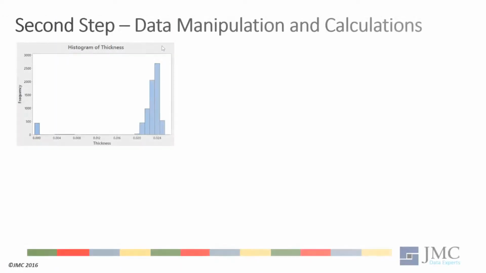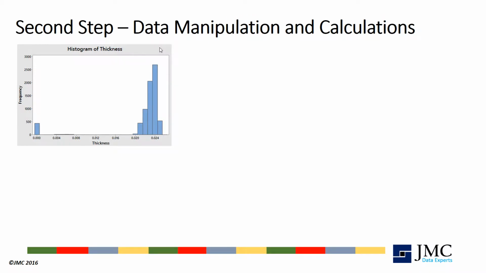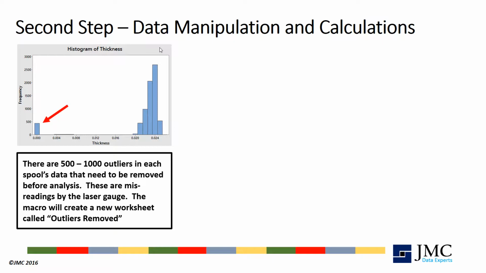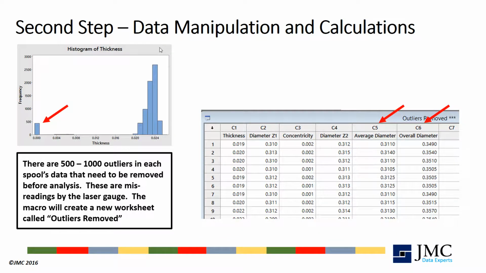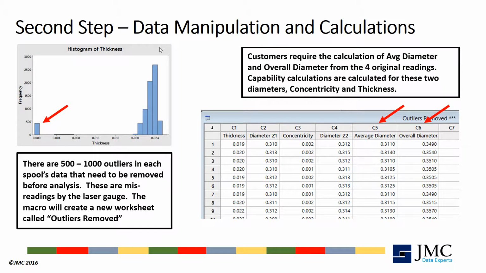Each spool's data will typically contain 5 to 10% misreadings by the laser gauge. These are removed from the data using a subsetting command. Next, the raw data are converted to measurements that are meaningful to the customer. Finally, process capability, or PPK, is calculated for that spool for each of the 4 dimensions that are key to the customer: thickness, concentricity, average diameter, and overall diameter.